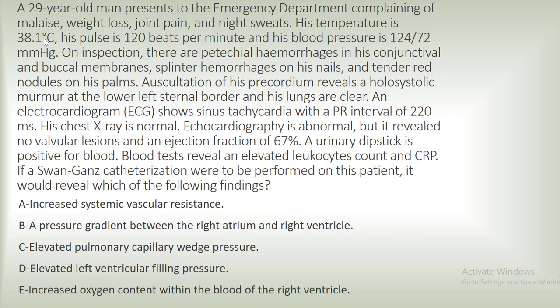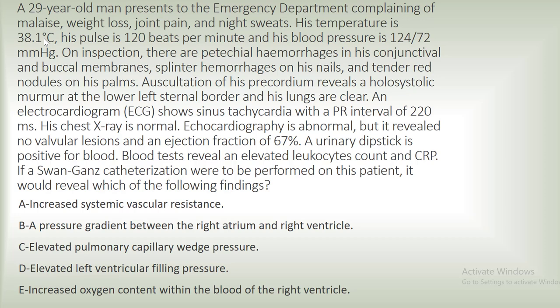The correct answer in this case is answer choice E. Increased oxygen content within the blood within the right ventricle. So because this patient has a VSD, we want to know in VSDs the direction of the shunt and the magnitude of the shunt. So how much blood is being shunted. And this depends on the size of the shunt.